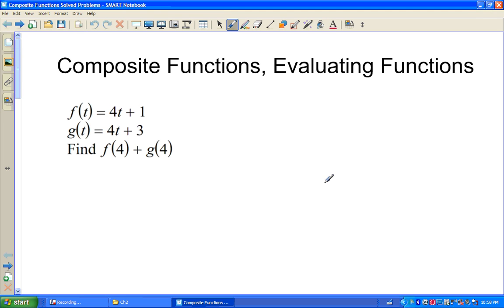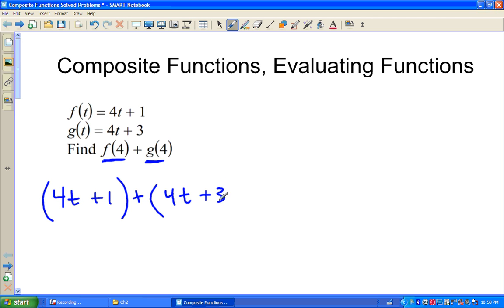Let's take a look at some composite functions and evaluating them at a specific number. Notice here we've got f of 4 plus g of 4. So there's two ways I can do this. I can simply evaluate f plus g, because this is really f of t plus g of t. So I can just write, there's my f, 4t plus 1, plus g of t, which is 4t plus 3. And I can simplify.